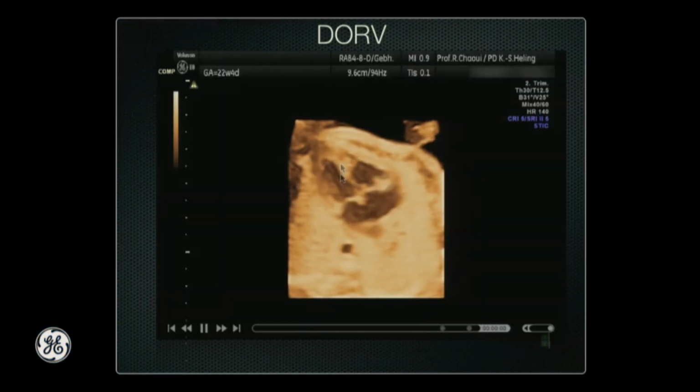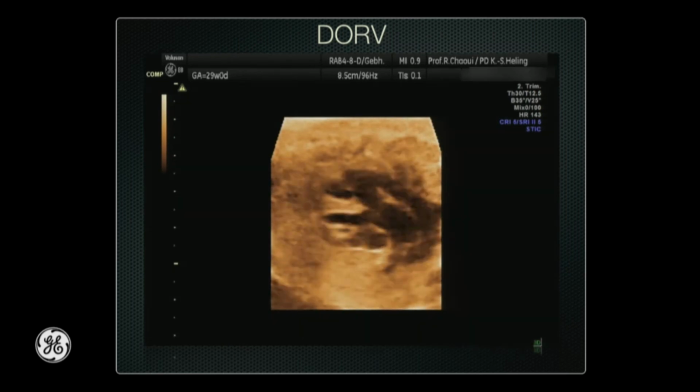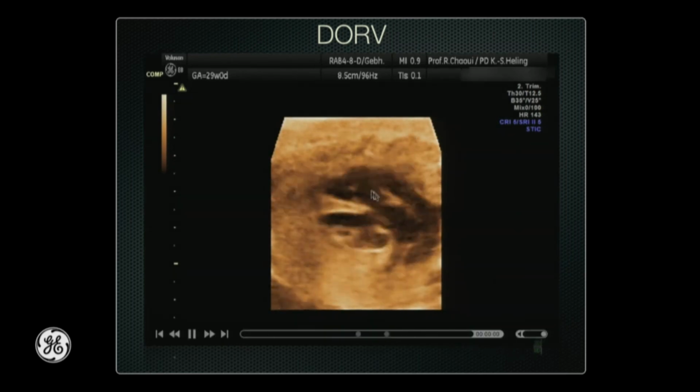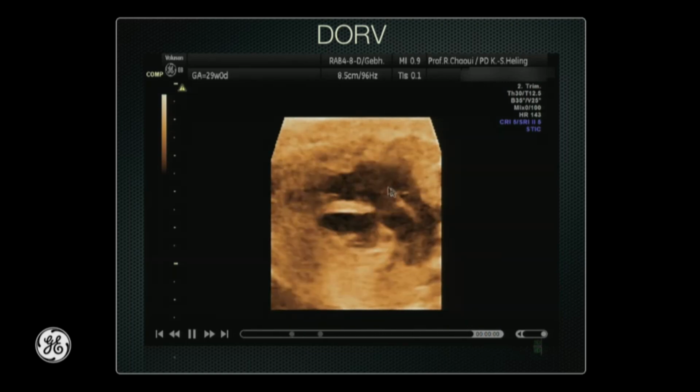And double outlet right ventricle, a nearly normal four-chamber view. Maybe you can see the small VSD here. Good development of both ventricles. And using minimum mode, you see both vessels with a good diameter. The pulmonary trunk is bigger than the aorta, coming from the right side, with a parallel course of the vessels.